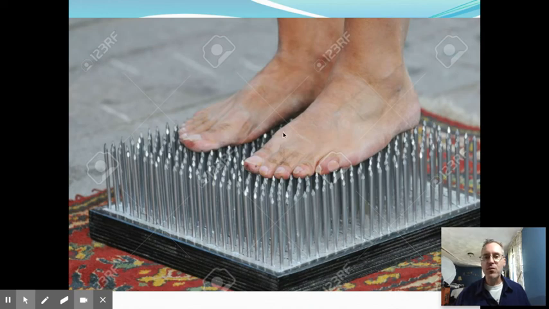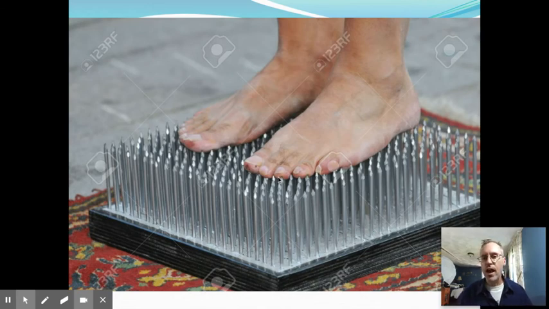But if you take that weight force and spread it over 70, 80, 100 nails, it goes down 70, 80, 100 times, or however many nails you're dealing with. So the more nails you have, the more that weight force is getting spread out. And that's a good way to illustrate the difference between force and pressure.